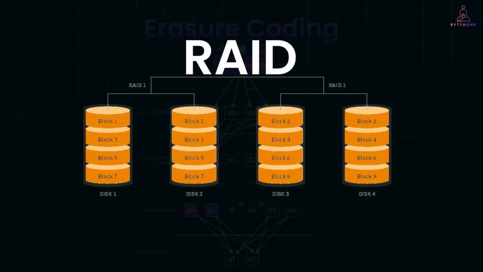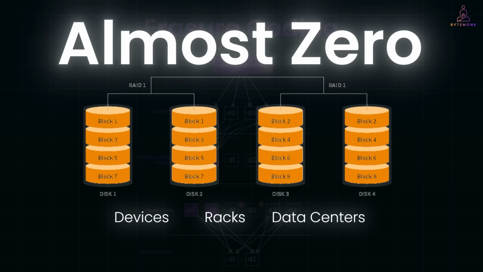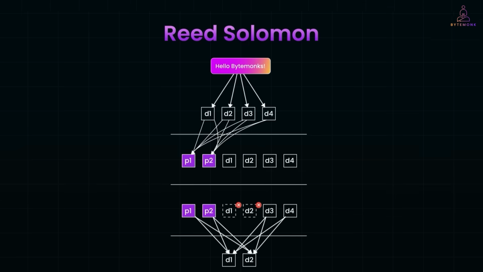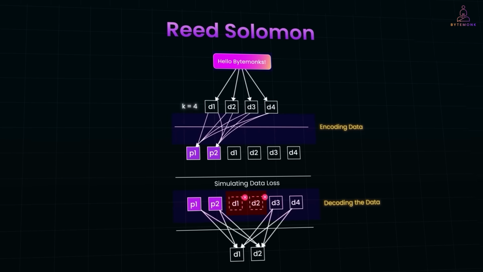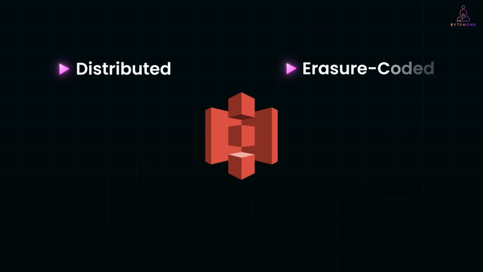It's kind of like RAID, but at a cloud scale, spanning not just multiple disks, but entire buildings. These shards are stored across different devices, different racks, and even different data centers. So the odds of enough pieces disappearing to cause actual data loss? Almost zero. And if you are curious about how erasure coding actually works, the math, the logic, the real-world use cases, I've already made a deep dive video just on that. So that's the first layer of durability in S3, a distributed, erasure-coded safety net that's always watching your back.